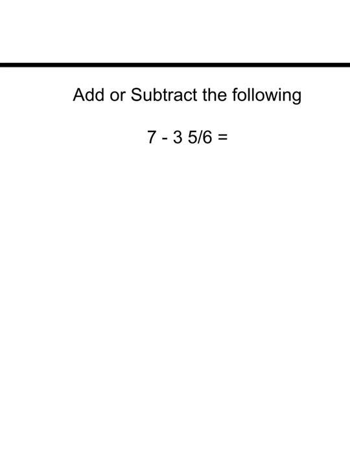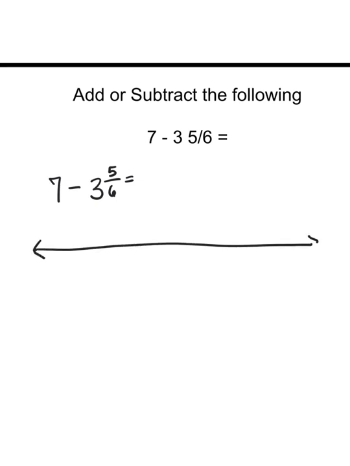Next, we're going to calculate the difference between 7 and 3 and 5/6. Now, there's a couple of different ways you could do this. I'm going to show you how to do it using a number line first. We're going to start with the number 3 and then mark 4, 5, 6, and 7. Now, 7 is our end point. That's where we want to end up.